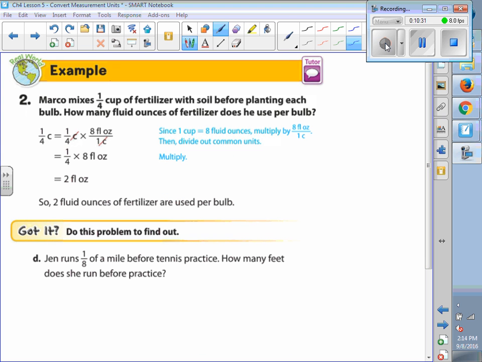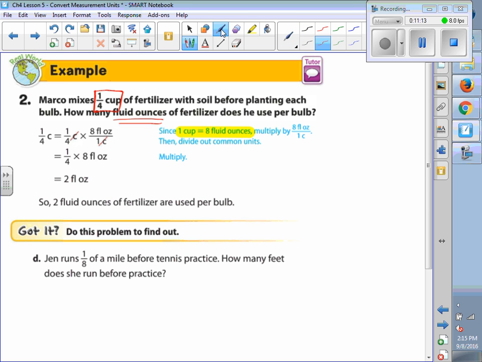All right, Marco mixes 1/4 cup of fertilizer with soil before planting each bulb. How many fluid ounces of fertilizer does he use per bulb? So here, we're converting 1 cup to fluid ounces. Did everyone see that? Okay. So we have to know the conversion factor, and they gave it to us right here. 1 cup is equal to 8 fluid ounces. Okay?